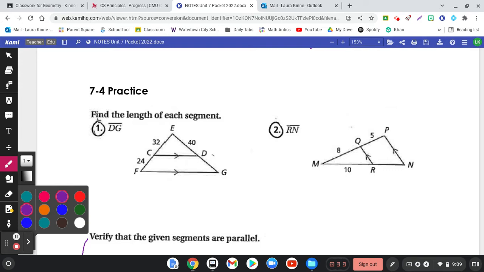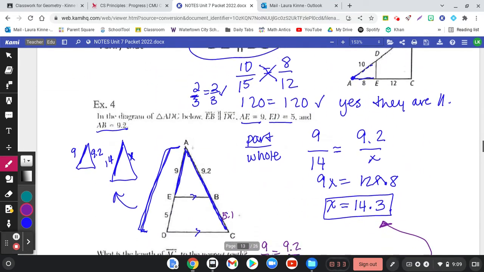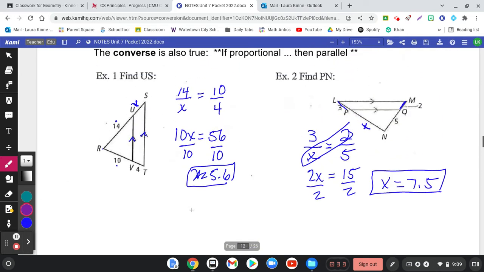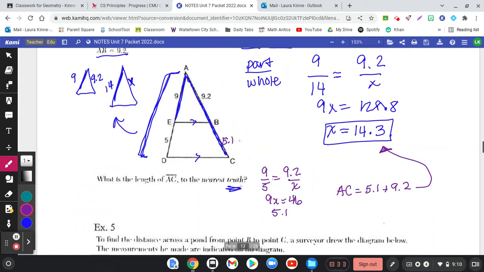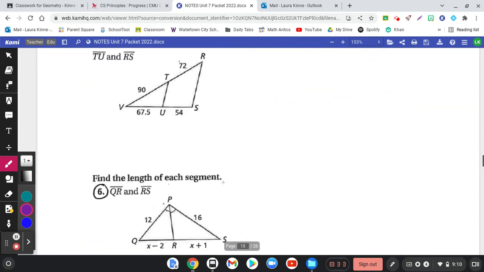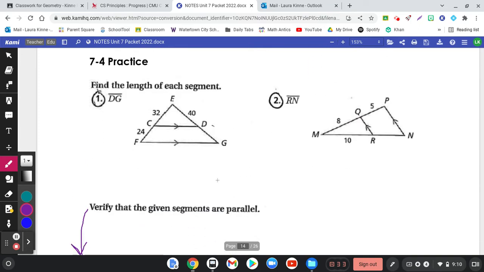So we talked about earlier in this video, let me just go back up and point this out. If these are parallel, then these parts are proportional, okay? So if I'm looking for DG, I can say 32 over 24 equals 40 over x. All right, because these are parallel, I can say that. And then you just cross multiply from there.